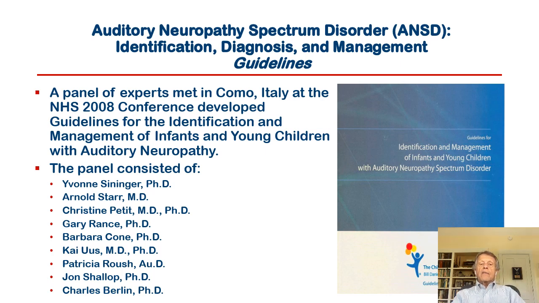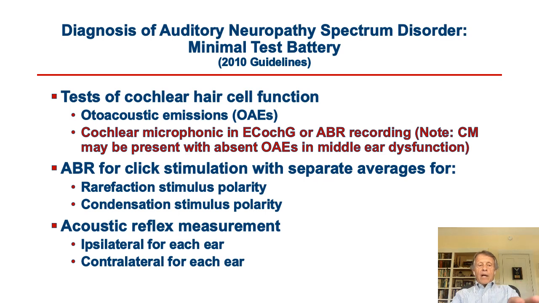ECOG is described very clearly in the clinical guidelines for the diagnosis and management of ANSD. Here are the guidelines that you just saw, 2010 guidelines. And of course, OAEs are an important part of the guidelines, but so is ECOG. You really are looking for a cochlear microphonic indicating that the hair cells are normal, and then looking for the action potential or summating potential to differentiate between inner hair cell or auditory nerve dysfunction.